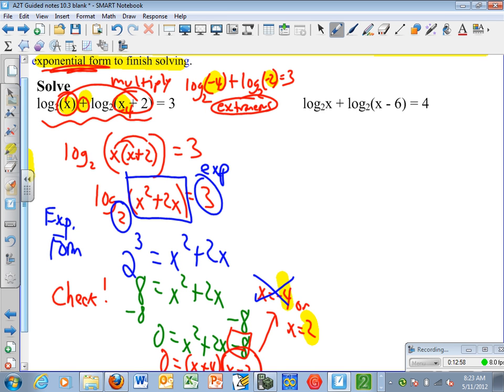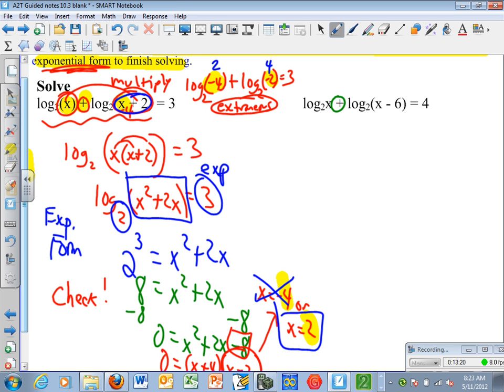Now 2 will work because if I put that in, I'd be taking the log of 2 right here. And then the other one is x plus 2, so the log of 2 plus 2, log of 4. That one will work. So your only answer here, because we had to eliminate one of them, is x equals 2. Let's go over to this one. It's very similar.